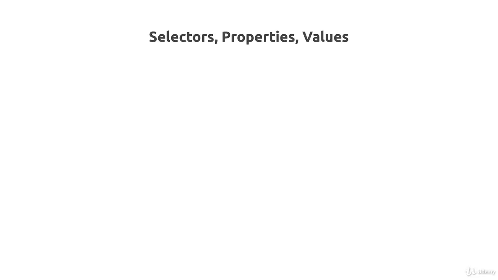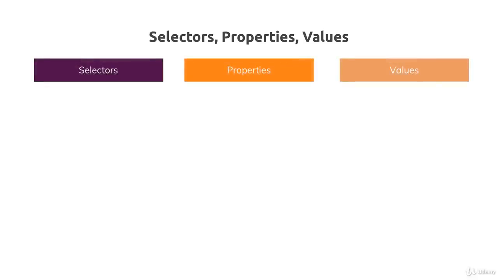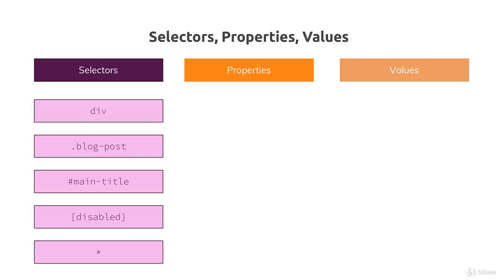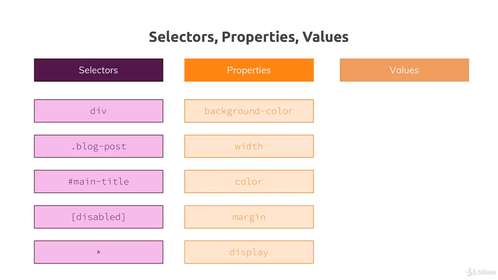In this course module, we set some important foundations about the way CSS works, and we worked with selectors, properties, and values. Now, just to bring this back into memory, selectors are things like div, class blog post, ID main title, the disabled attribute, or the universal selector. Properties are things like background color. We haven't seen that. We used background. It's connected to that, of course, though.